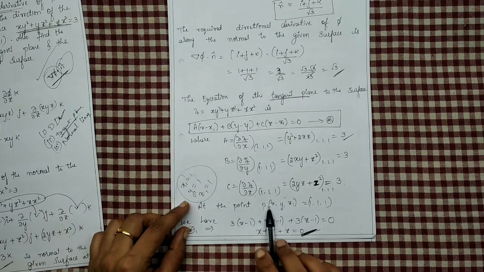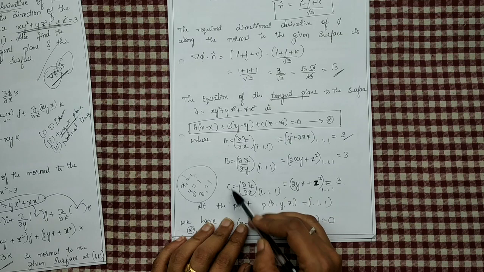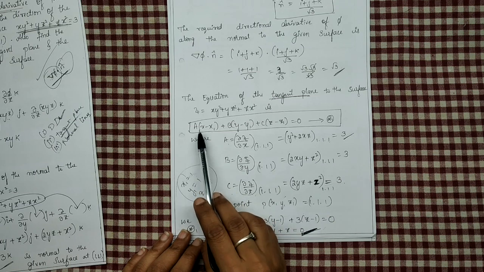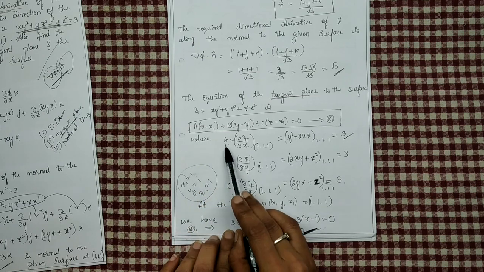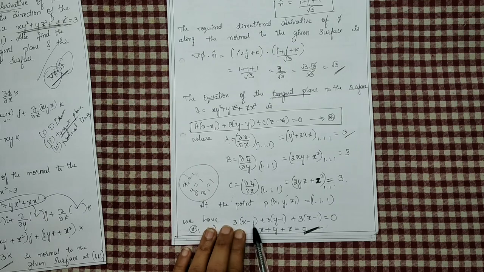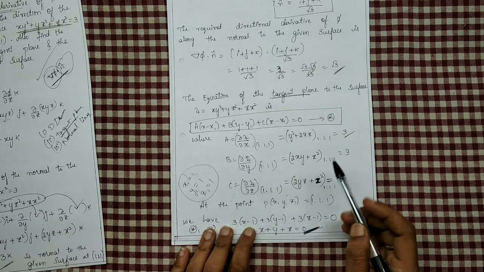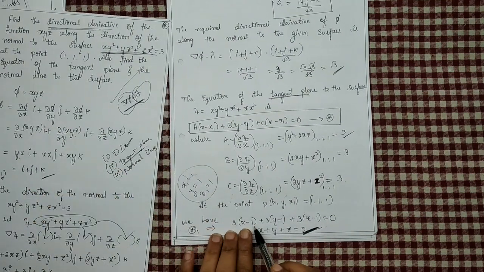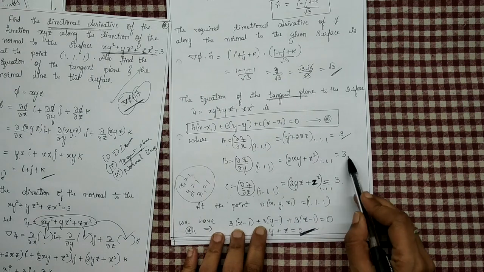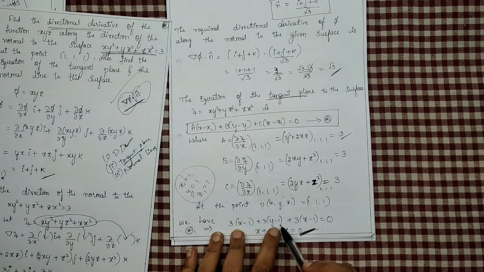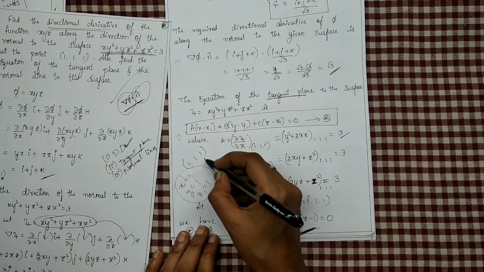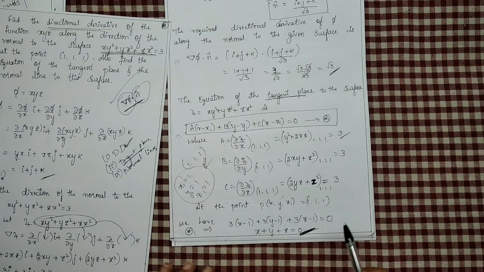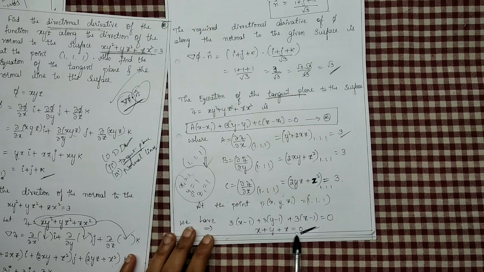Now we have found the a, b, c values. After getting these values, let us substitute in the equation of the tangent plane. What is the equation of the tangent plane? a into x minus x1. a is 3, so 3 into x minus x1. What are x1, y1, z1? They are the points given in the problem. The point given is 1, 1, 1. So it is 3 into x minus 1, plus b is 3 into y minus y1, y1 is again 1. 1, 1, 1, this refers to this. Now 3 into z minus z1, z1 is 1 again, is equal to 0. If you simplify this, you will get x plus y plus z is equal to 0.